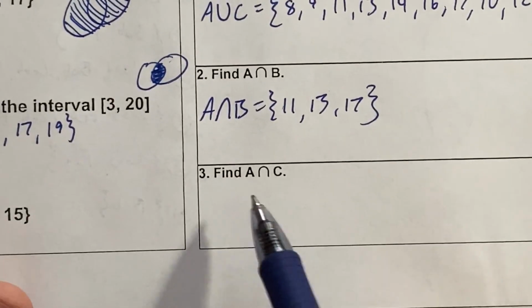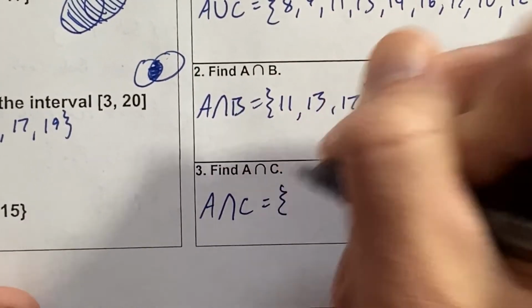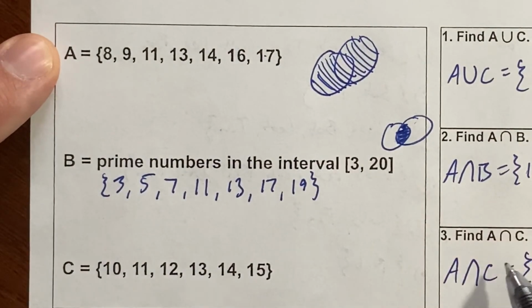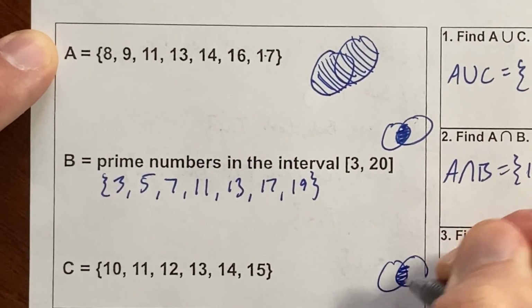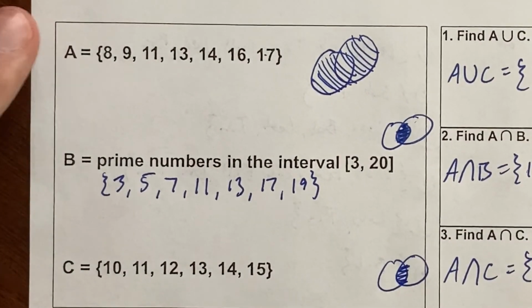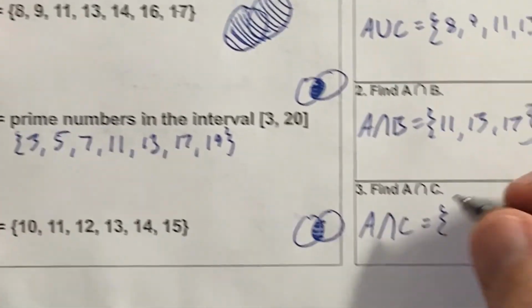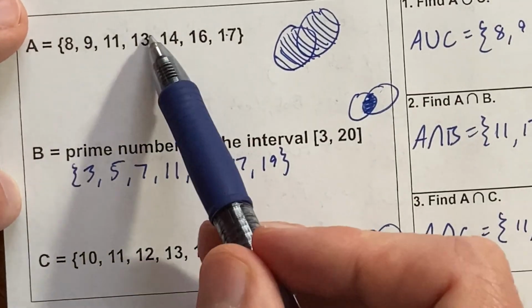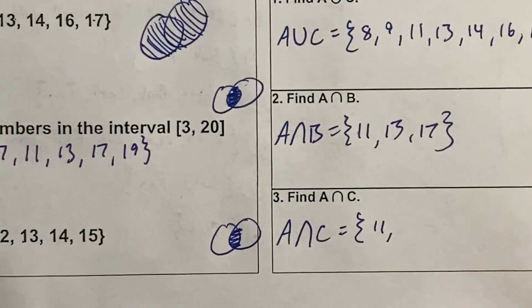Next one, we got the intersection of A and C. So we got A intersect C. And we're going to look at A and C. And remember the intersection, this would be the stuff that's in both of them. So what, 11 is in both of them? 13 is in both of them. 14 is in both of them. I think that's it. 11, 13, and 14.